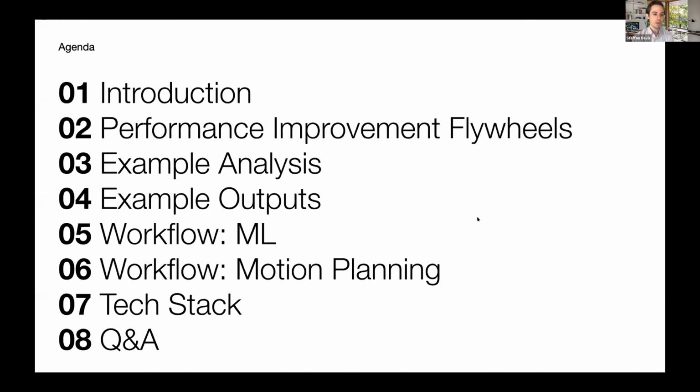So we're going to go through 7 sections and then a Q&A. First, we're going to do an introduction to the topic. Second, we're going to look at how data mining is used for performance improvement flywheels. Third, we're going to look at some example data mining analyses. Fourth, we'll look at some example data mining outputs. Fifth, we'll look at how data mining is used in machine learning workflows, and then how it's used in motion planning workflows. And then we'll look at the data mining and analytics technology stack.